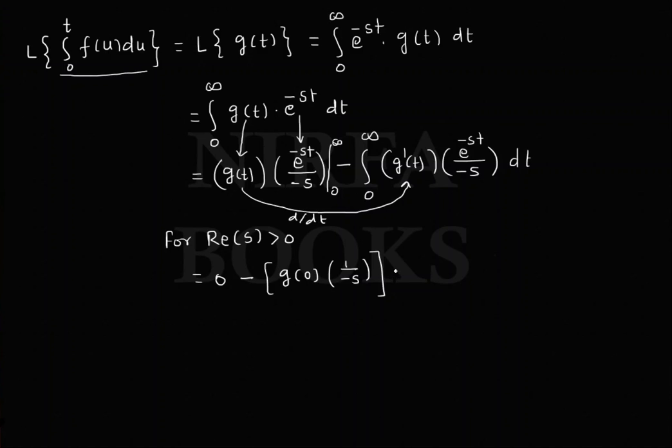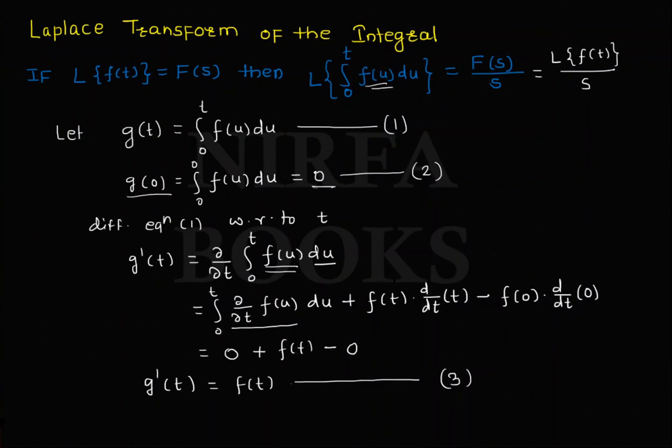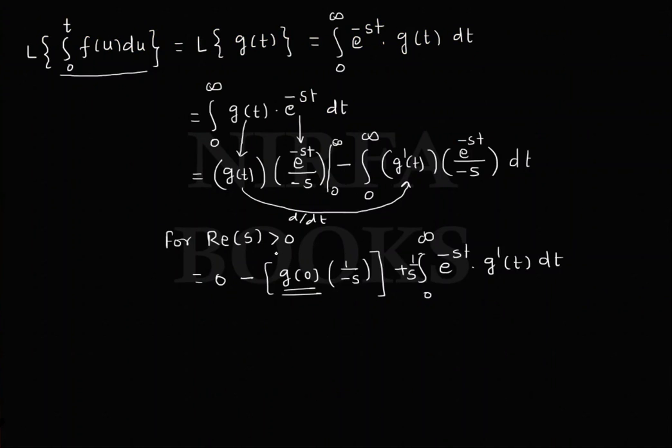And now this minus will become plus, integration from 0 to infinity, that s we can also write as 1 by s, e to the power minus st, and here we can write g dash t. Now from equation 2, I want to write the value of g of 0. See equation number 2, g of 0 is 0. Therefore this term also becomes 0. So it is 0 minus 0 plus 1 upon s, integral from 0 to infinity, e to the power minus st, and this is the kernel of the Laplace transform, g dash t dt.